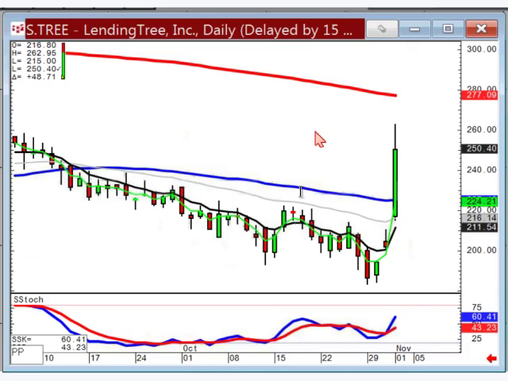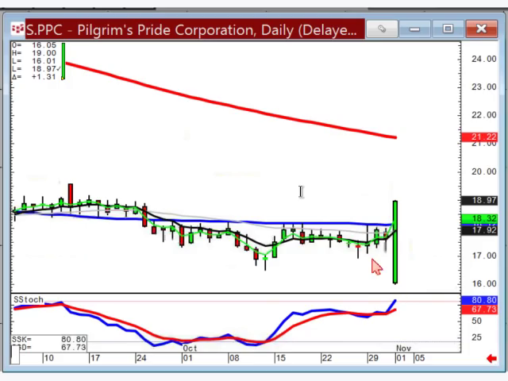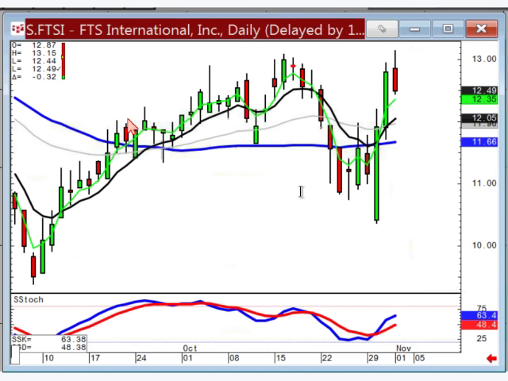So these are the different patterns we're going to be looking at. There's your Pantry Pride or Pilgrim's Pride. Big belt hold, bullish engulfing left-right combo. Strong implication there's going to be more upside. FTSI. Big belt hold, bullish engulfing. Strong implication there's going to be more upside.